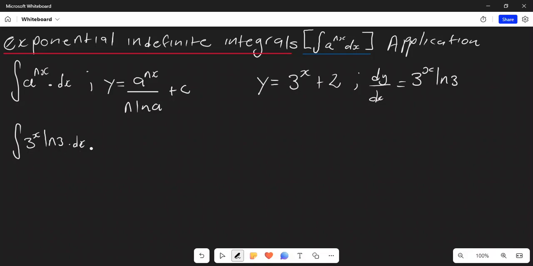Now let's do it. What would be the integral of this? It's supposed to be something like this. Not exactly, but something like this.